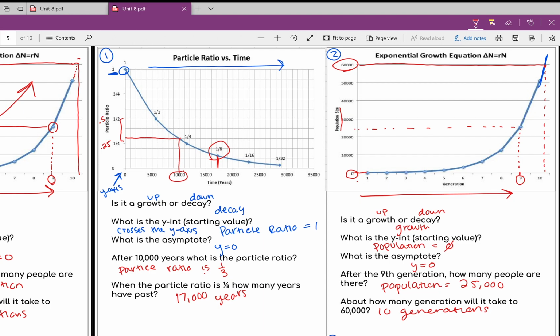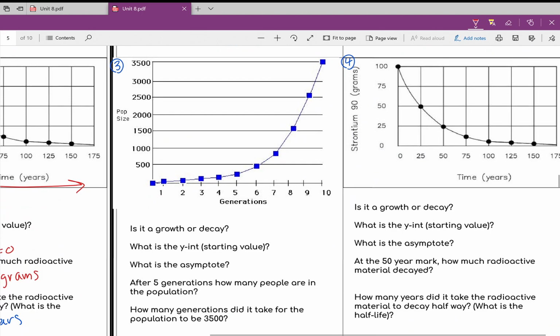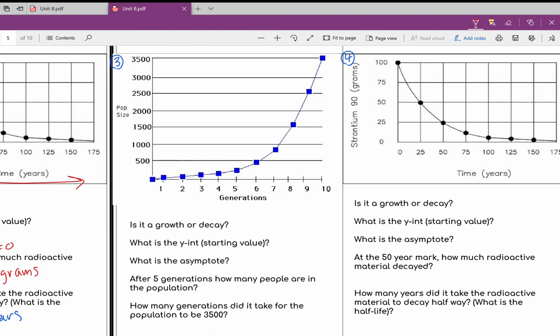Okay, let's look at number 3. So let's see. It first says, is it a growth or a decay? So again, we're looking from left to right. So let me draw my arrow, left to right. Remember, if it's a growth, it's going up. That blue line is going up. Or if it's a decay, it's going down. So if we look at it from left to right, we notice that this blue line is going up. So it's a growth.